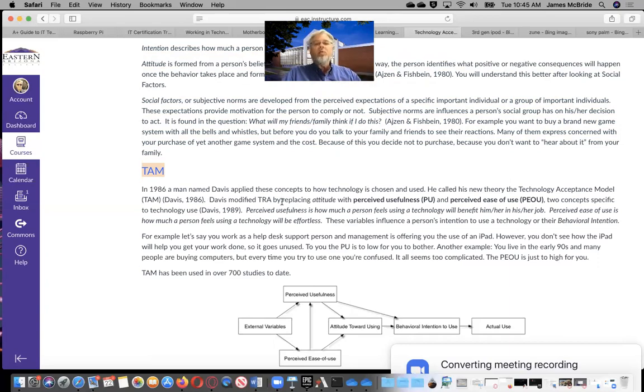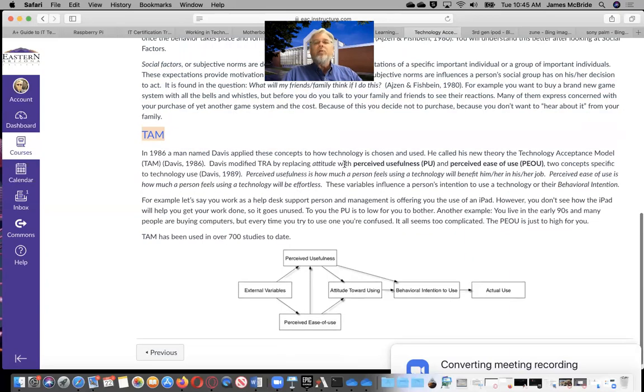And in his research, he basically found that when you're dealing with computers, there are two important things that affect your attitude towards using something: whether or not you perceive it to be useful, and whether or not you feel it's easy to use. That's perceived usefulness and perceived ease of use. In other words, if you perceive it to be useful and easy, your attitude towards it will be positive. If you perceive it to be very difficult but useful, that changes what you may do, right?